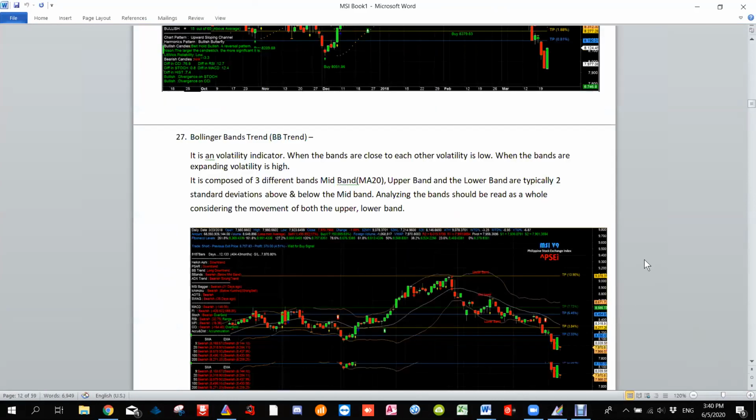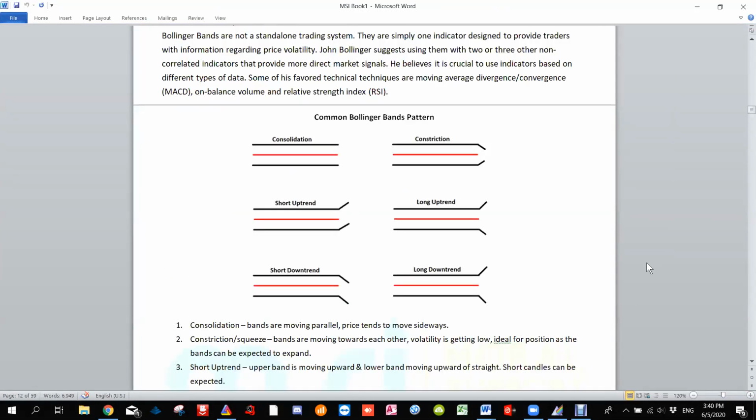There are different band patterns that the Bollinger Bands make. You read the two lines at the same time. If the upper band and the lower band are moving parallel to each other, then you can expect a consolidation. Consolidation means prices will be moving sideways.